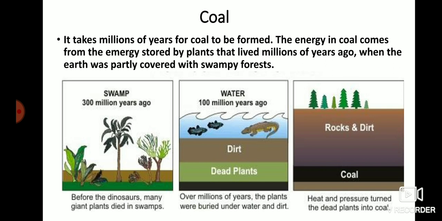And the chemical energy that's stored in coal is the energy of the plants that got buried. And when we burn the coal, we get heat and light energy. So the chemical energy stored in coal changes into heat and light energy. That means we should use these fossil fuels very carefully as it takes millions of years to form. Coal is generally taken out by digging the soil and making tunnels there.